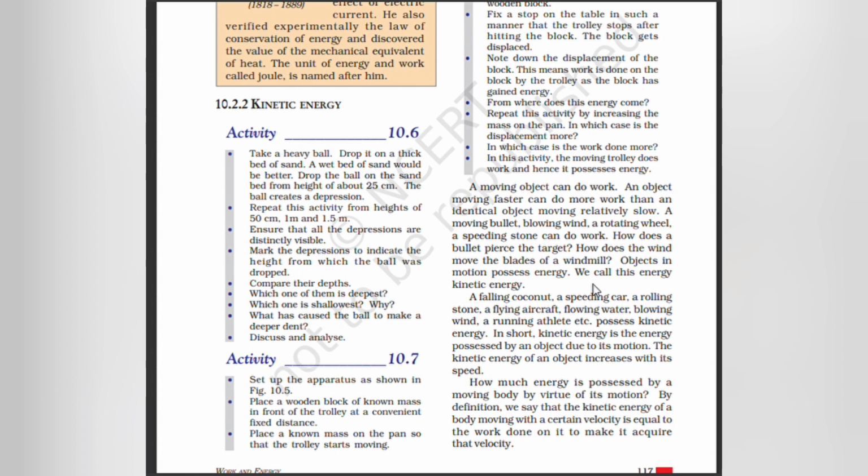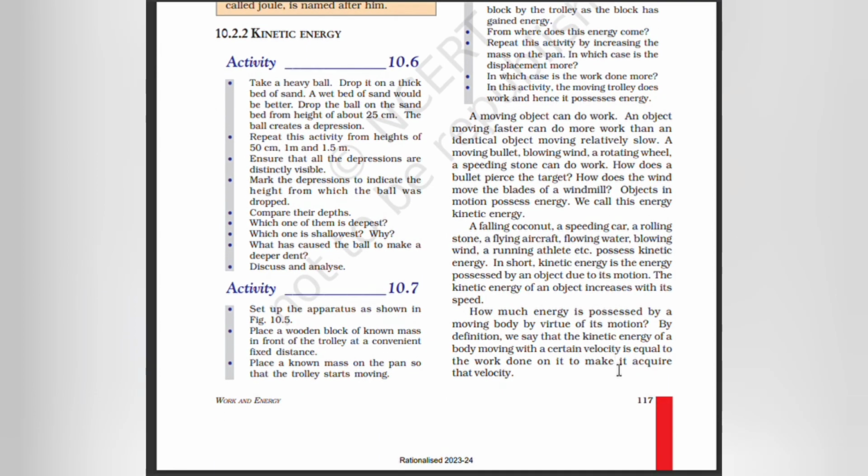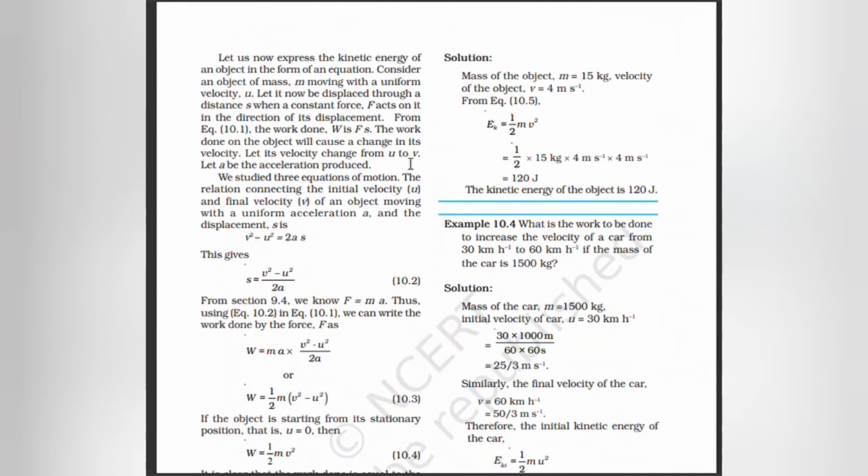A falling coconut, a speeding car, a rolling stone, a flying aircraft, flowing water, blowing wind, a running athlete, etc. possess kinetic energy. In short, kinetic energy is the energy possessed by an object due to its motion. The kinetic energy of an object increases with its speed. How much energy is possessed by a moving body by virtue of its motion? By definition, we say that the kinetic energy of a body moving with a certain velocity is equal to the work done on it, making it acquire that velocity.